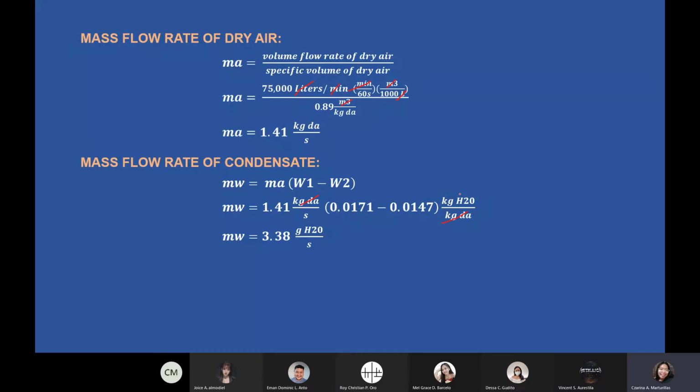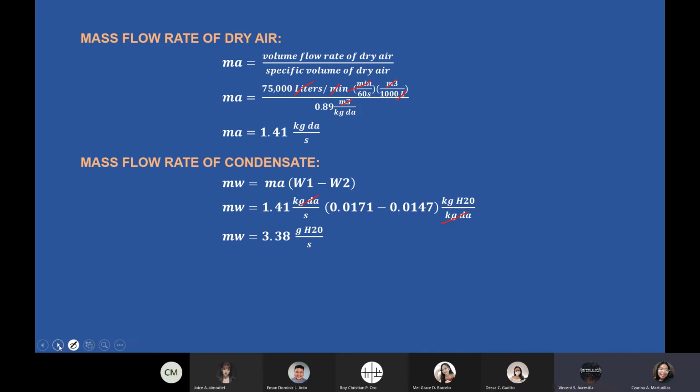So the condensate is what we actually collected. The condensate is in liquid form. The value is something like 0.00 something, so we convert it to grams of water per second so that it is practical and easier to imagine, which is the mass flow rate of the condensate.